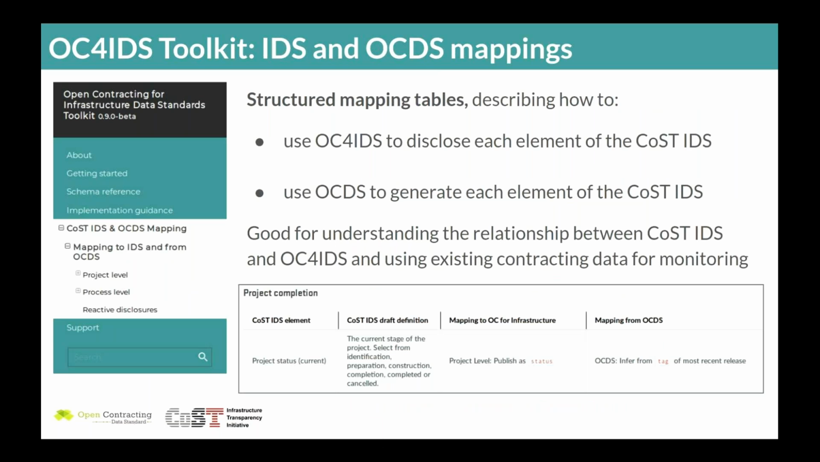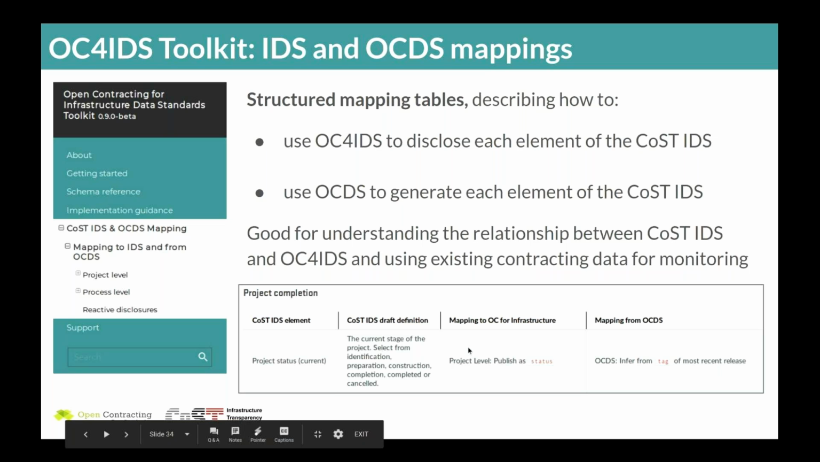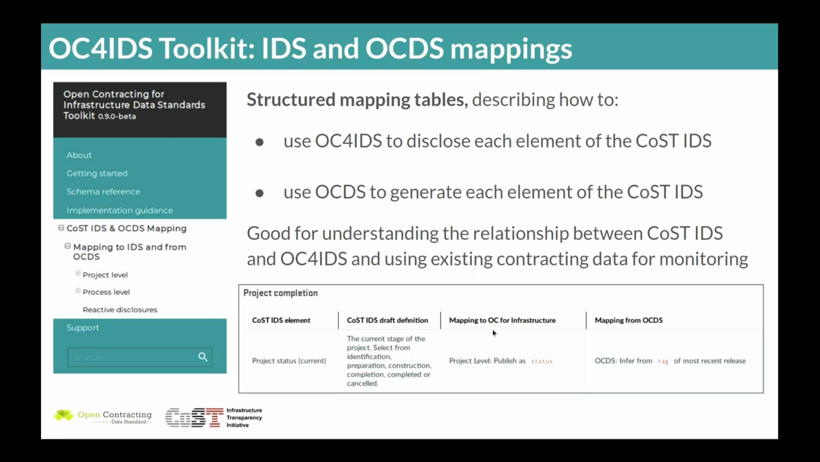And finally, we also have a set of CoST IDS and OCDS structured mapping tables. It really outlines the relationship between CoST IDS, OC4IDS, and OCDS. So particularly if you have OCDS data, it helps you understand how you map from OCDS back into OC4IDS, whereas if you're working from IDS elements, it helps you to understand how to map from IDS to OC4IDS.